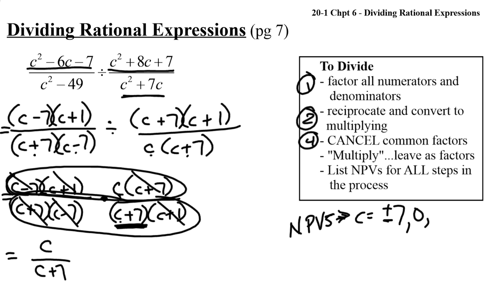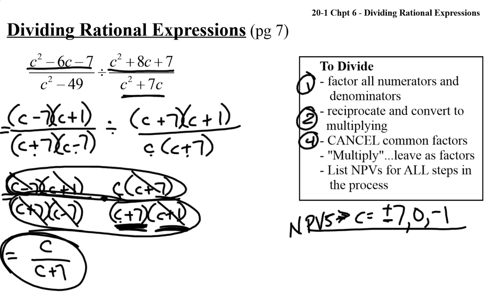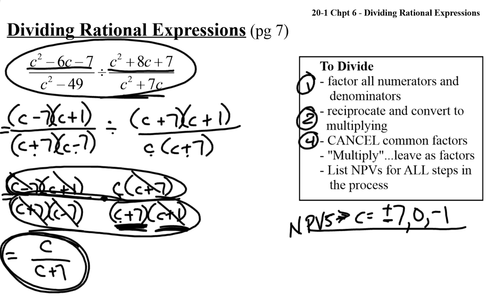And what are the NPVs? Well, we've already dealt with those two. Can't have C plus 7 equal to 0, but we have the -7. Can't have C plus 1 equal to 0, so C cannot be -1. There's my NPVs. C over C plus 7 is my answer or my quotient for the original question, as long as C isn't positive or -7, 0 or -1.